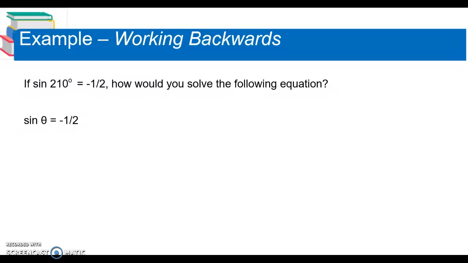We do have one final example, and it's sort of working backwards. I want you to find theta, the angle measure, when you know that the sine of that angle measure equals negative 1/2. As soon as I see the 1/2, my brain is thinking 30 degrees because I know the sine of 30 degrees equals 1/2.